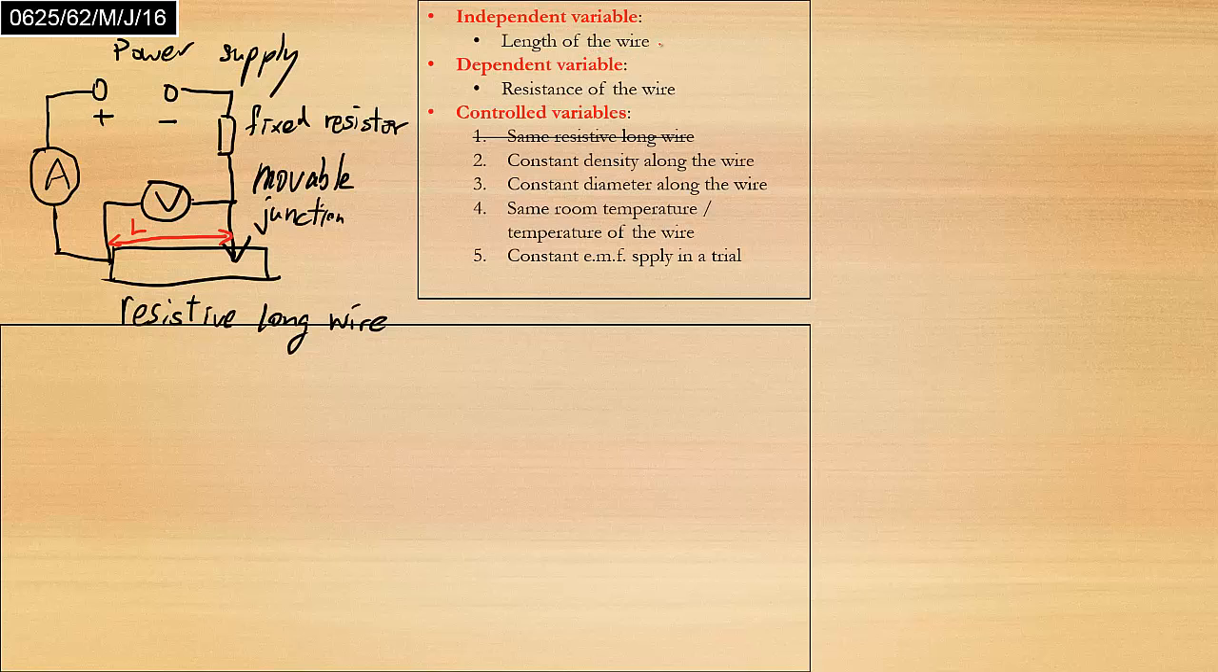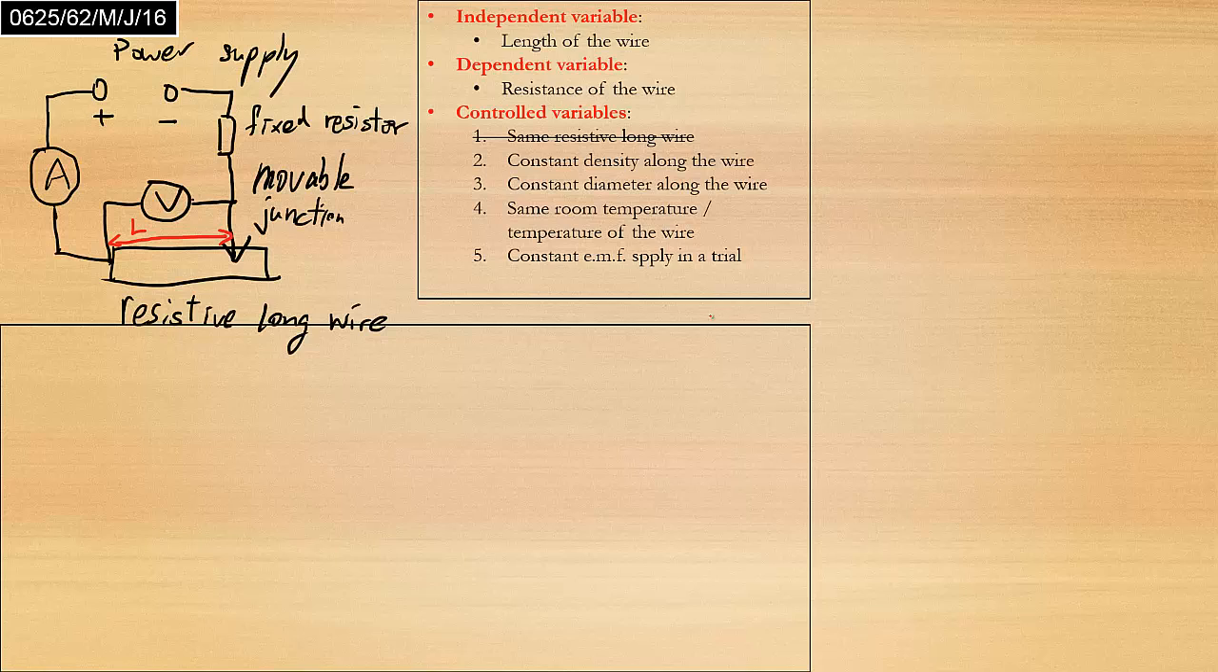the independent variable, that means the input, something you change, is the length of the wire. So obviously adjusting the distance. And the dependent variable is the resistance of the wire. So notice that it is not the current or the voltage, because if you look at the question, simply the student just wants to investigate the resistance, not simply the ammeter or voltmeter reading.